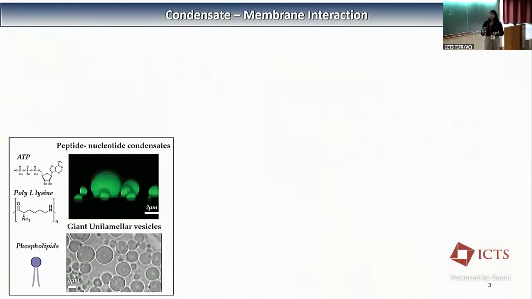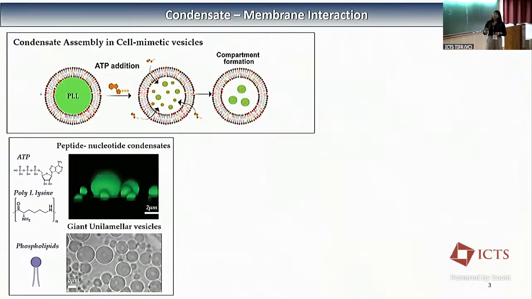How do we do this? We encapsulate one of the components, poly-L-lysine, inside our vesicles, and we add the other component, ATP, from outside the vesicle. This gives us a spatio-temporal control over the assembly of condensates inside our vesicles. We engineer our vesicles in such a manner that they are selectively permeable to small molecules, because of which ATP is able to transport to the interior of the vesicle. Once it is inside, it can combine with PLL to form these condensates.